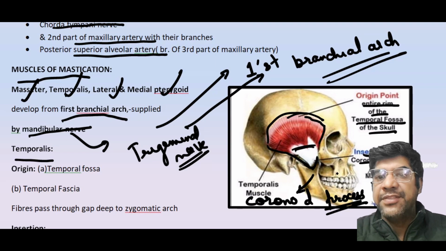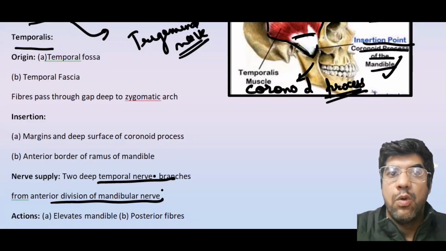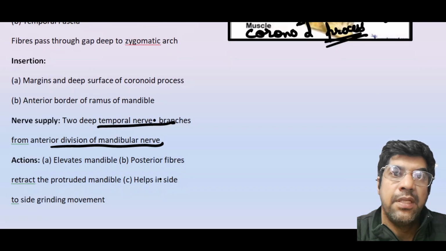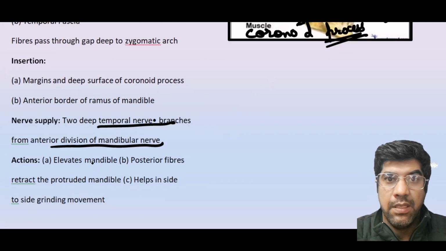The nerve supply is by two deep temporal branches from the anterior division of the mandibular nerve. Now what are the actions of this muscle? Remember, it helps to elevate the mandible.